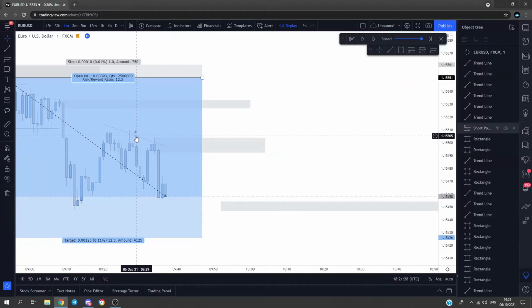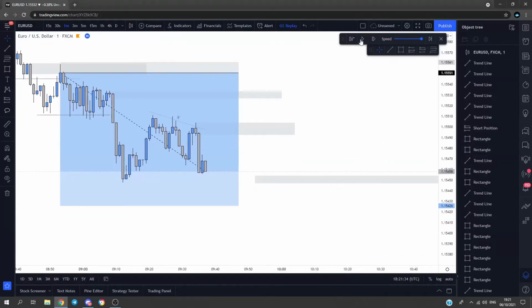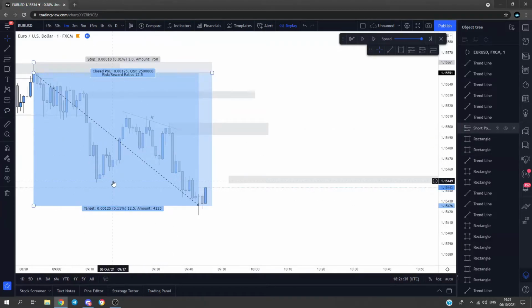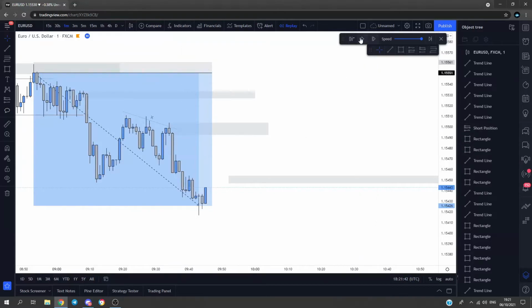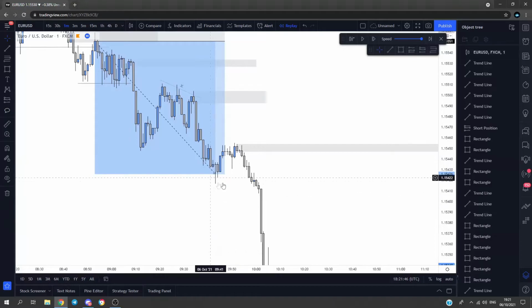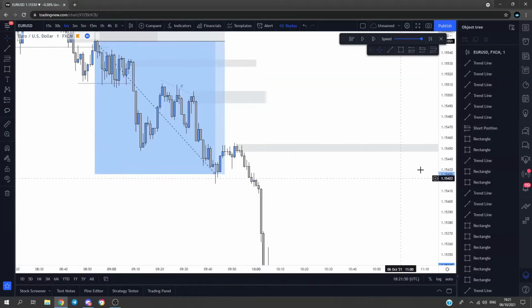Some people won't. That's completely up to you. It's not that obvious, it's just substructure. So price comes down, breaks this piece of structure. So this would be a valid order block up here, and then breaks this piece of structure here. So we have 3 valid order blocks here in which price could return to.